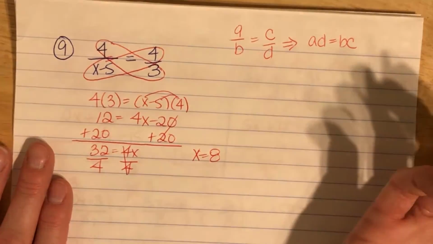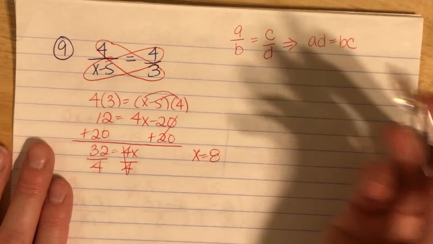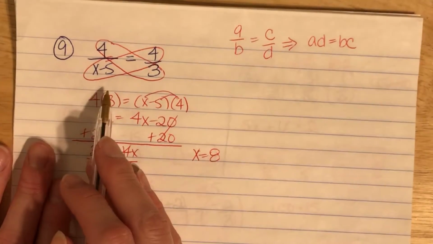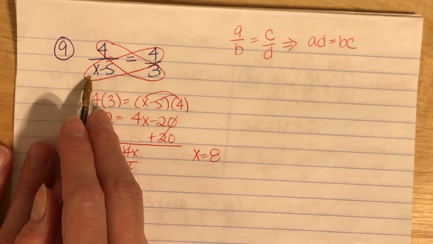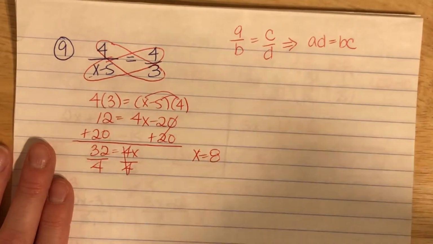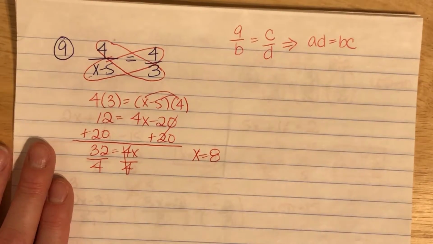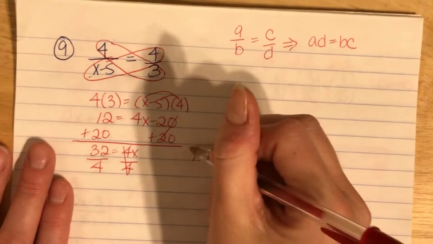And just like with any of the rational equations, you want to make sure that your answer does not create a denominator of 0, which it does not. 8 minus 5 is 3. So x equals 8 is our answer.